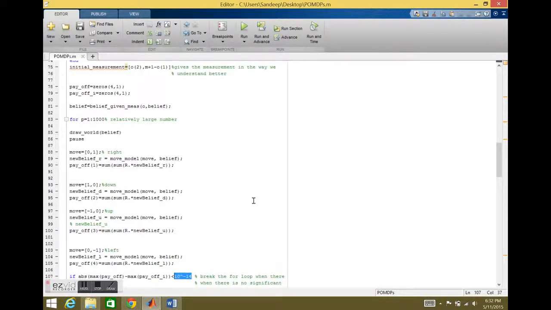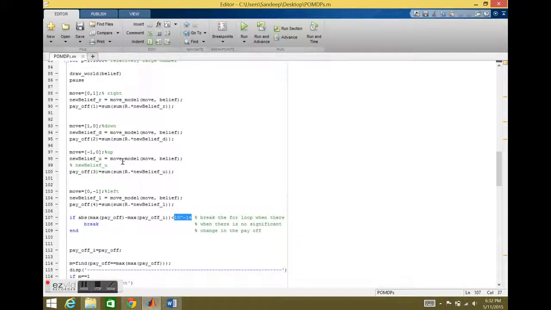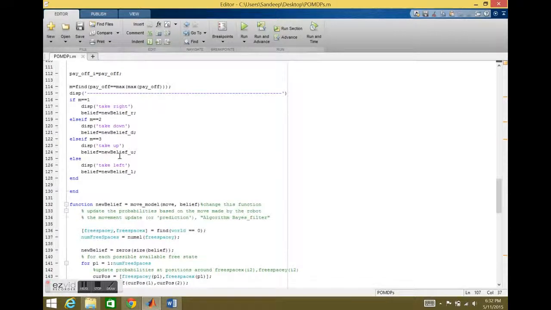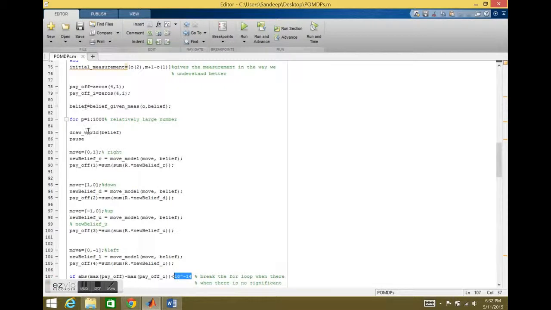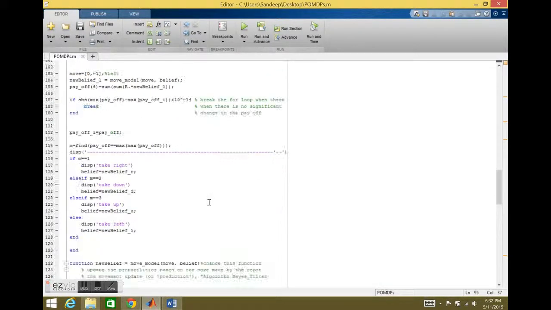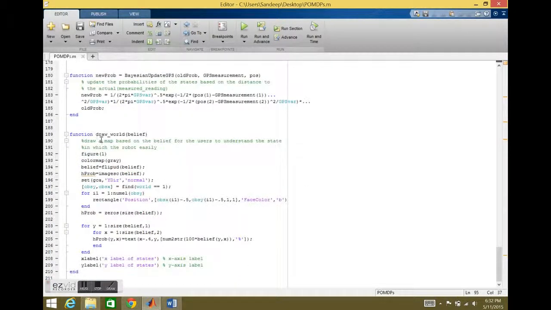Usually, like I said, it doesn't take all the thousand iterations. It ends way before that. After I decide which action is the best to take, I update the belief based on the move and start from here again. So this process is going to continue. And keep in mind, this is a one step greedy algorithm. That means I'm only calculating the payoff for one step.